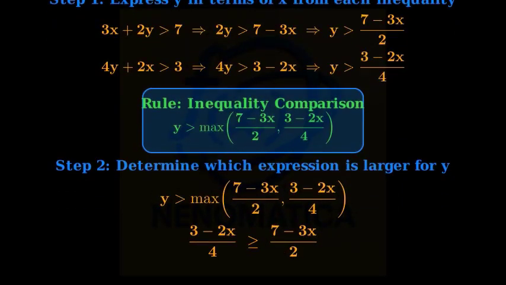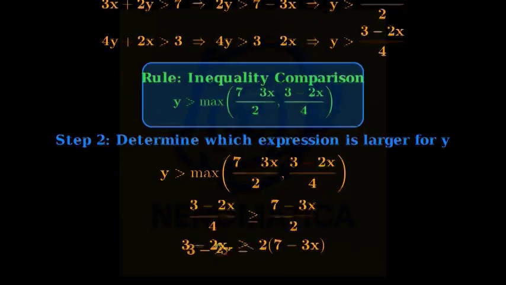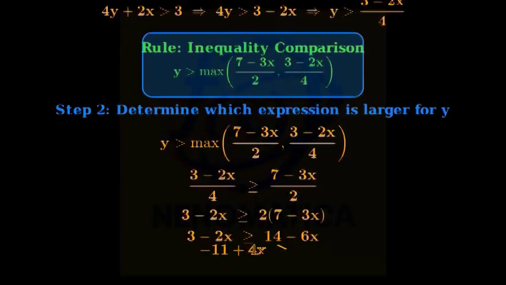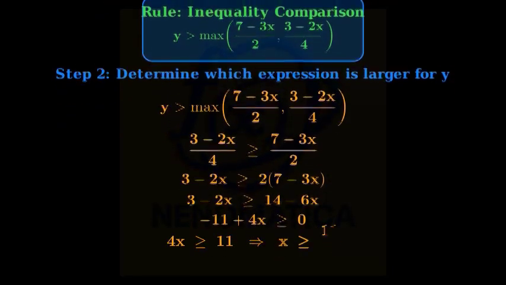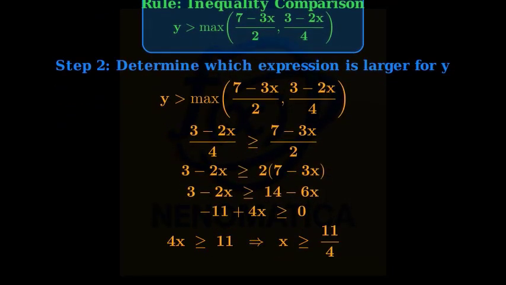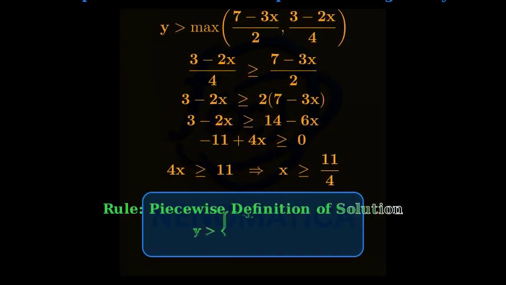Set up the comparison. Clear denominators. Distribute and simplify. Rearrange to isolate x. Conclude the threshold for x. Step 3. Summarize the solution as a piecewise description for y based on the value of x. Show the piecewise rule box.